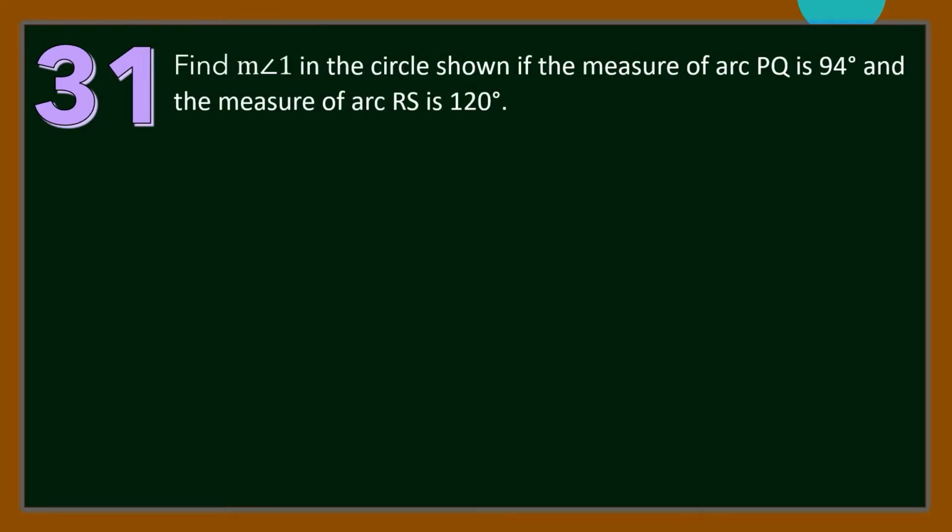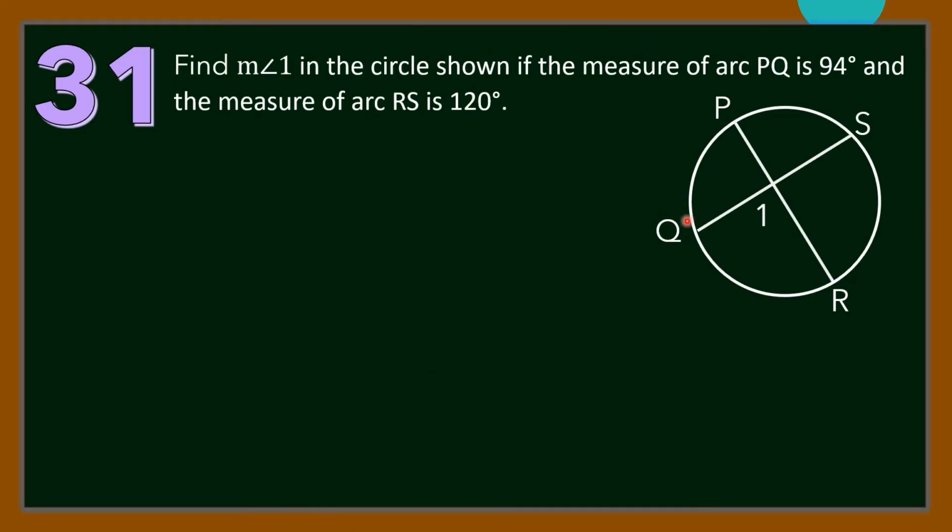Let us begin with question number 31. Find the measure of angle 1 in the circle shown if the measure of arc PQ is 94 degrees and the measure of arc RS is 120 degrees. Here is our suggested solution.